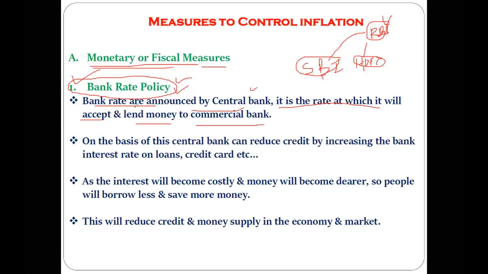Okay. So then by deciding this bank rate, how can the inflation or the circulation of money be reduced? On the basis of this, the central bank can reduce the credit. What can the central bank do? The central bank can reduce the credit by increasing the bank interest rate on loans and credit cards. Now tell me, because of this, what will happen? Tell me.